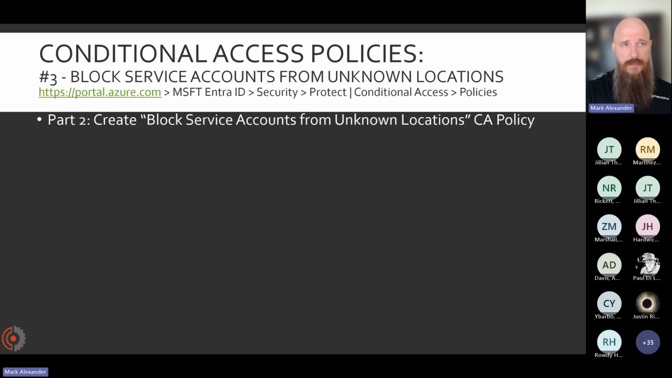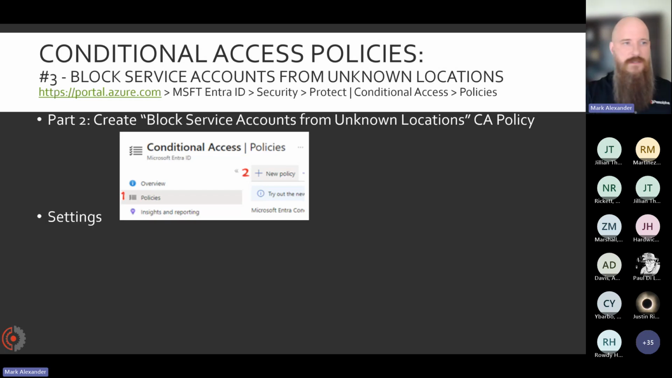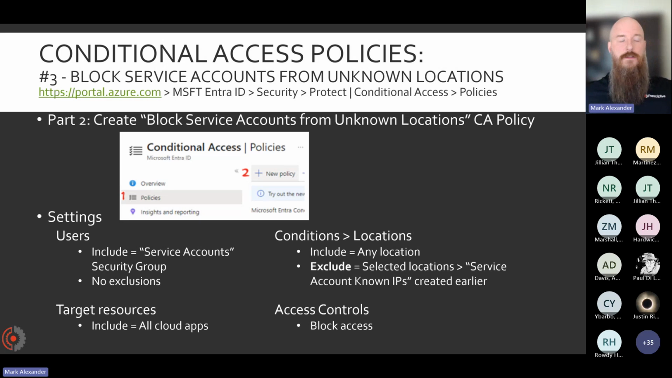So now we need to create part 2, right? We've got the IP addresses that we've specified that are safe, right, or trusted, that service accounts can come from. So now we're going to create the CA policy. Again, new policy, and then here's the settings that we want to target, right? This is going to be a block. We're going to block our service accounts from logging in from anywhere except for those known IPs or trusted locations, right? So we're specifically targeting only the service accounts in this manner. And the target resources is their access to any and all cloud apps.